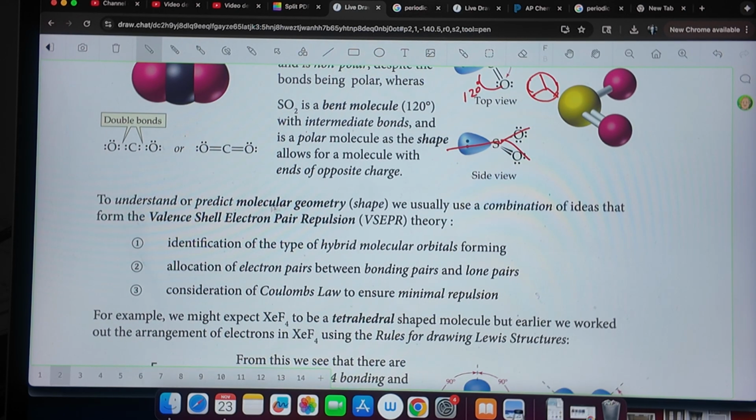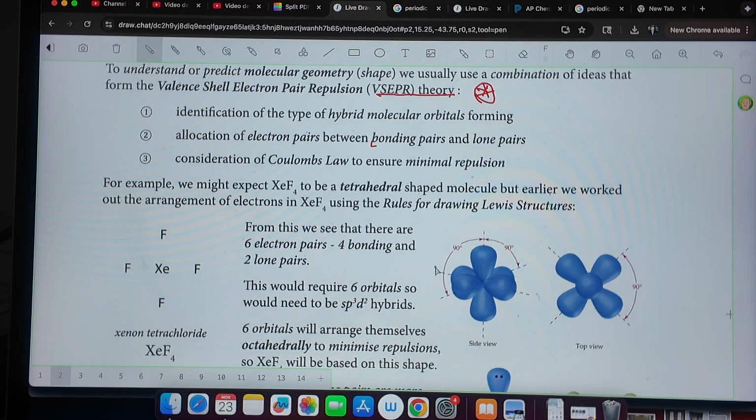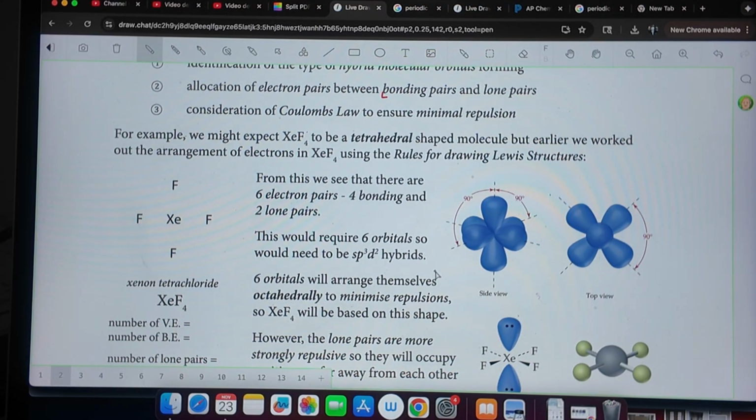To understand and predict molecular geometry, aka the shape, we usually use a combination of ideas that form the valence shell electron pair repulsion, the VSEPR theory. This is very important. I gave you guys a document last year that had all the different angles and shapes of all the VSEPR orbitals, right? So this is how we identify the type of hybrid molecular orbitals that are forming, where we allocate the electron pairs between bonding pairs and lone pairs, and the consideration of Coulomb's law to ensure minimal repulsion.